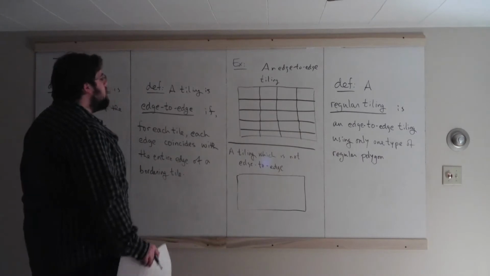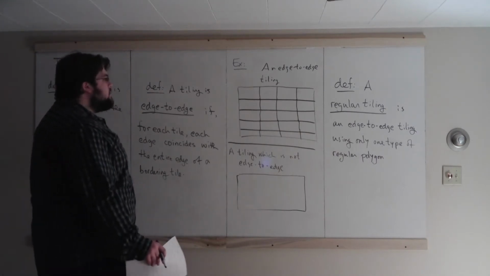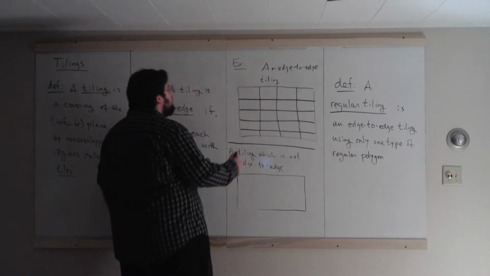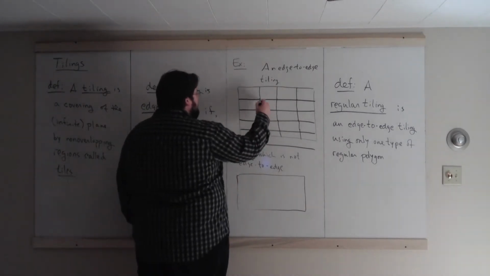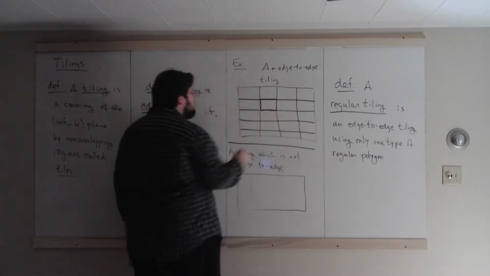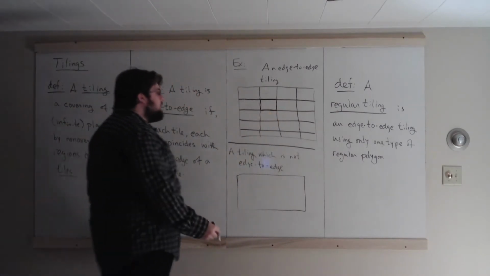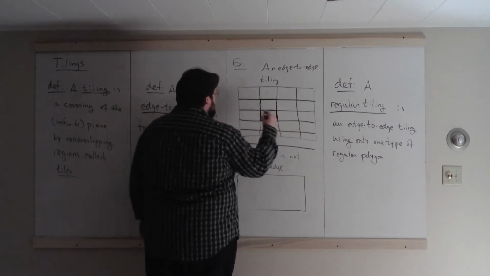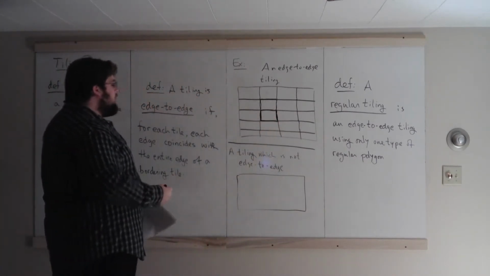Now notice, that first example right there is an edge-to-edge tiling. Now why is it an edge-to-edge tiling? Well, if you take any rectangle on this, one of the edges coincides identically with an edge on another. So that is edge-to-edge. You can check any of those tiles.